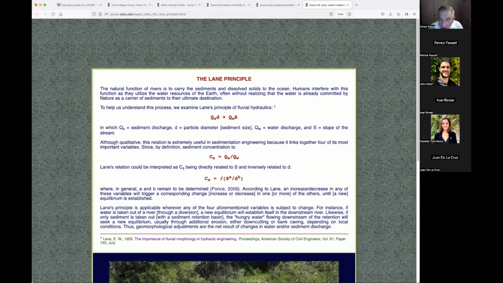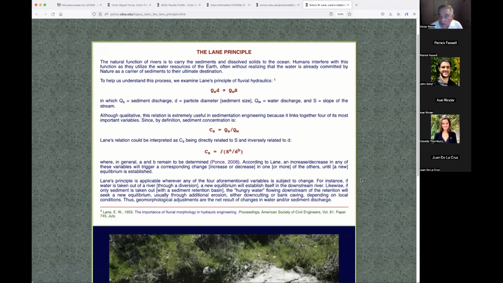According to Lane, an increase or decrease in any of these variables would trigger a corresponding change, increase or decrease, in one or more of the others until a new equilibrium is established. Mother Nature is always seeking to establish equilibrium. In other words, she's in steady flow. But we come, or nature comes, and impose a non-equilibrium condition. And what does Mother Nature do? She tries to send it back to equilibrium. That's the truth. All of us that really know the subject realize that that is the case.